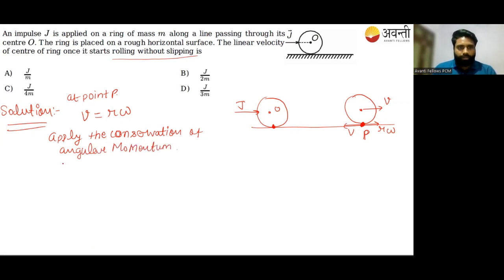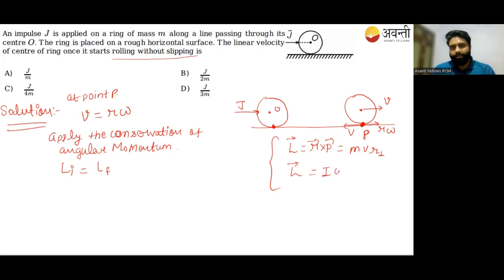Okay. So angular momentum is given by L, and L initial is equal to L final. Initially, what do we have? We have two formulas for angular momentum. L is equal to R vector cross P vector, which is mvr perpendicular. And L is equal to, for rigid body dynamics, I omega. I is the moment of inertia of the rigid body.